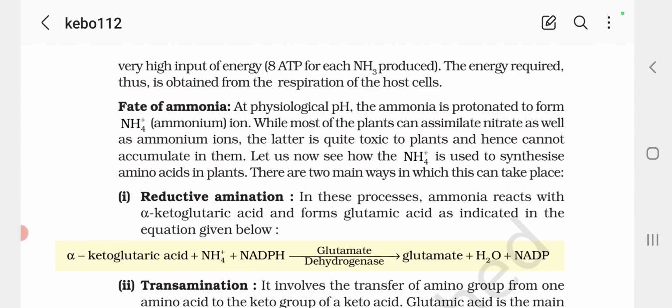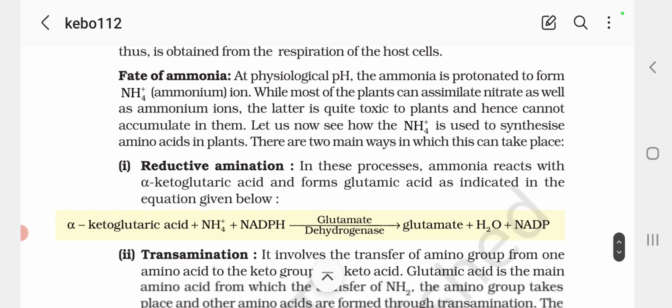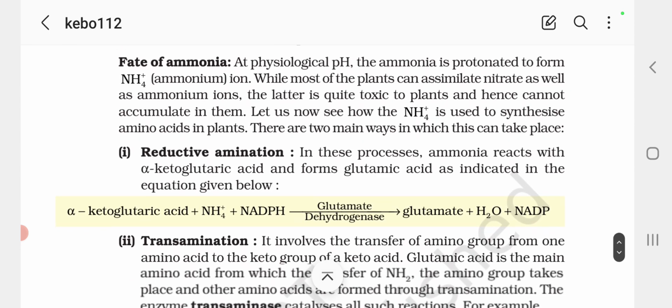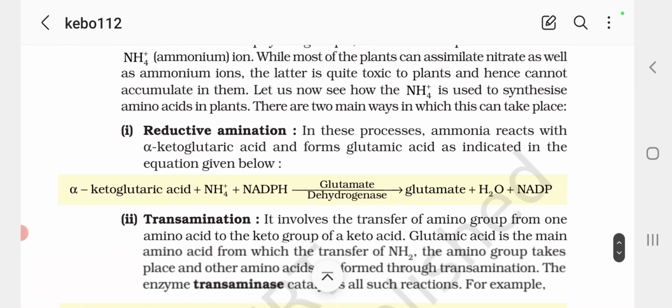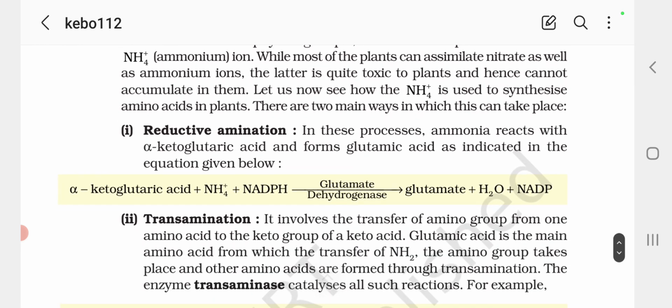Fate of ammonia. At physiological pH, the ammonia is protonated to form NH4+, that is the ammonium ion. While most of the plants can assimilate nitrate as well as ammonium ions, the latter is quite toxic to the plants and hence cannot accumulate in them. Let us now see how the ammonium is used to synthesize amino acids in plants. There are two main ways in which this can take place.